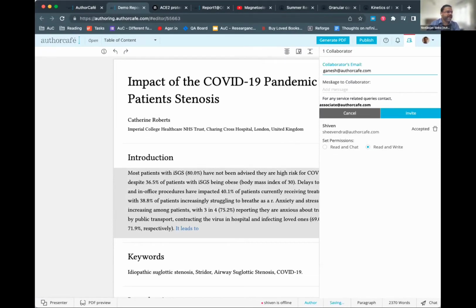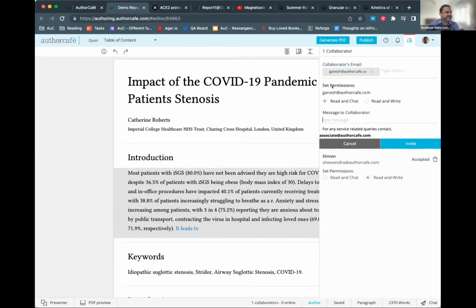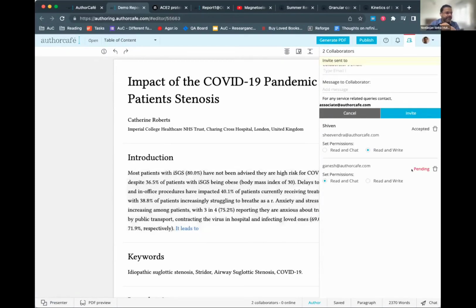They don't need to have access to AuthorCafe necessarily. I just need to give their email ID and define the permission, and also send them a message which goes out as an email. And here you'll see that this says pending. Once they accept my invite, I would be notified about it.